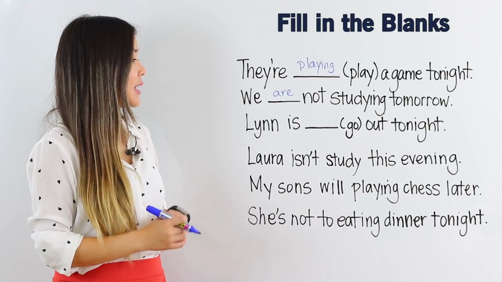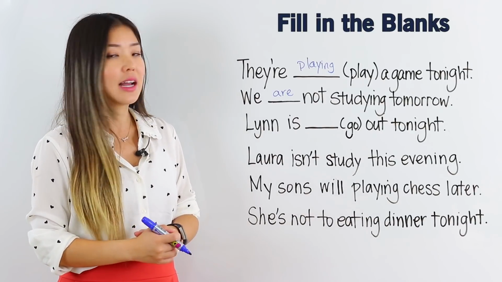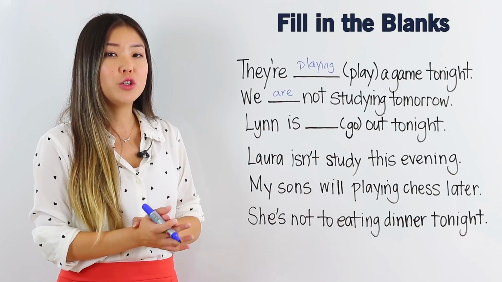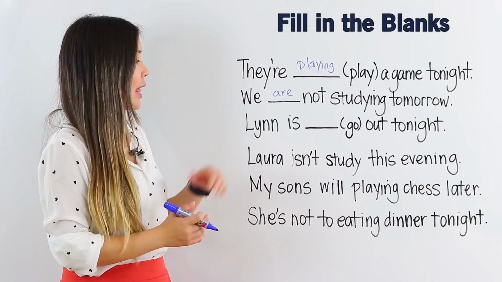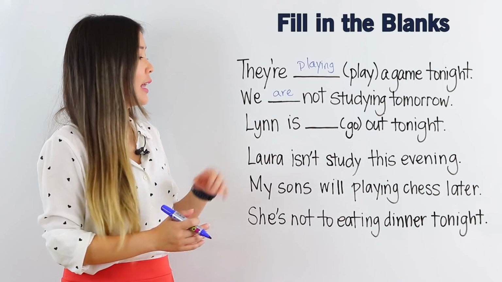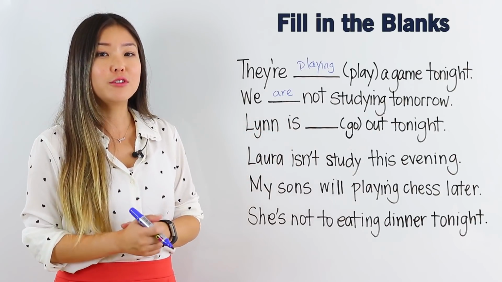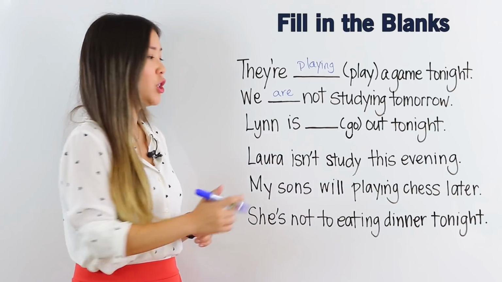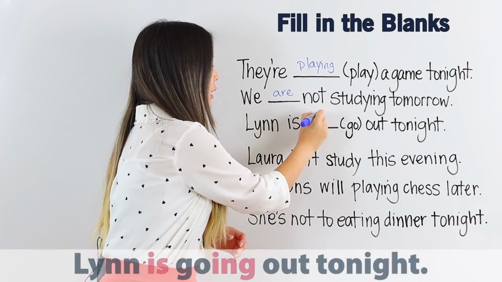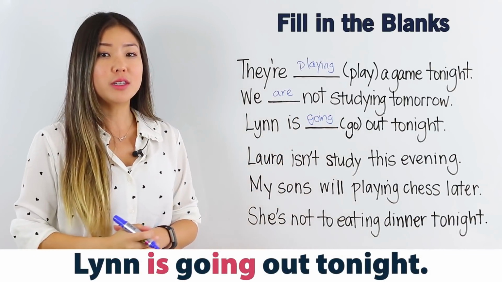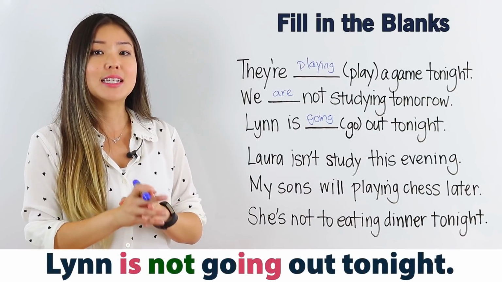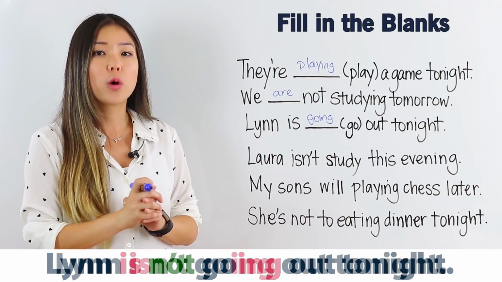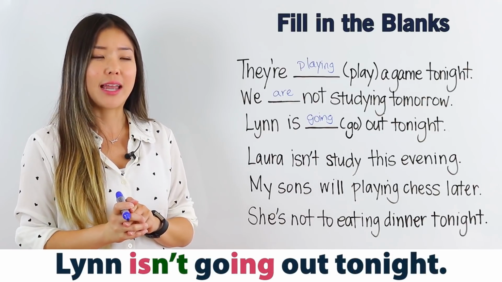The next sentence says Lynn is blank out tonight, and we want to use the verb go. Remember, Lynn and then the be verb is, that's correct. All we have to do is add ing, going. Lynn is going out tonight. To make this negative, you can say Lynn is not going out tonight or Lynn isn't going out tonight.